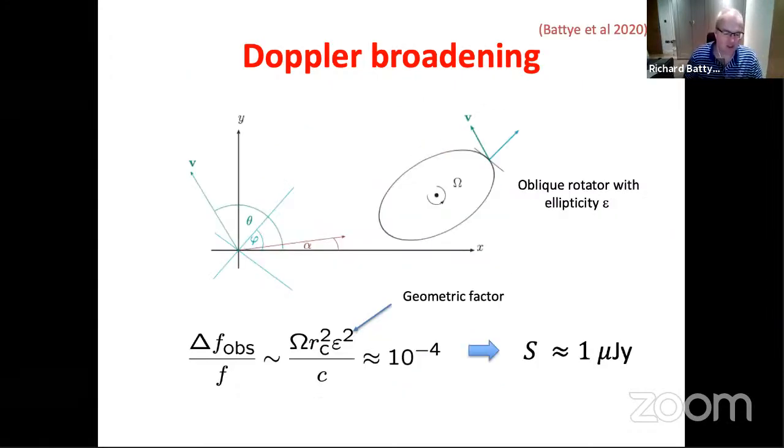We've made a suggestion that it's a little bit more complicated than that. Assuming that the neutron star is an oblique rotator, the intersection of the plane perpendicular to the rotation axis with the critical surface takes the form of an ellipse, as I've drawn here, with some ellipticity epsilon.